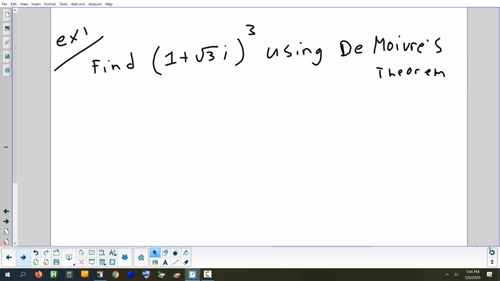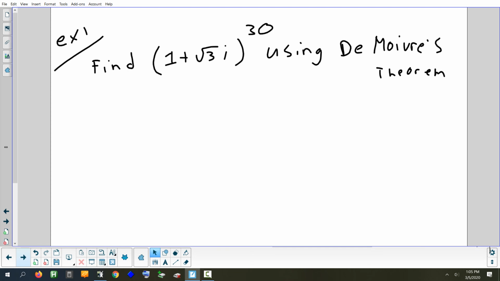Let's try an example. Now, they just want me to cube that. Honestly, I could probably cube that just as fast using DeMoivre's theorem or not using it, because it's not in trig form. So it's going to take me maybe 20 seconds or so to find the radius and the angle, and then I have to cube it. Or, if they didn't say use DeMoivre's theorem, I would write that out 3 times, FOIL the first 2, and then FOIL the last one. But if they asked me to do this with a big exponent, there's no way I'm going to be able to FOIL it.